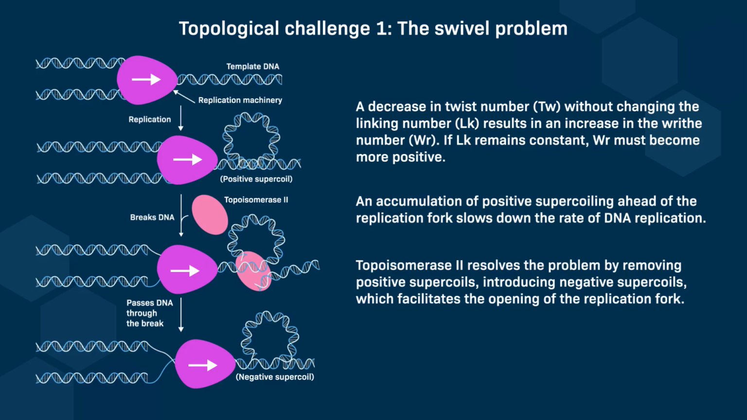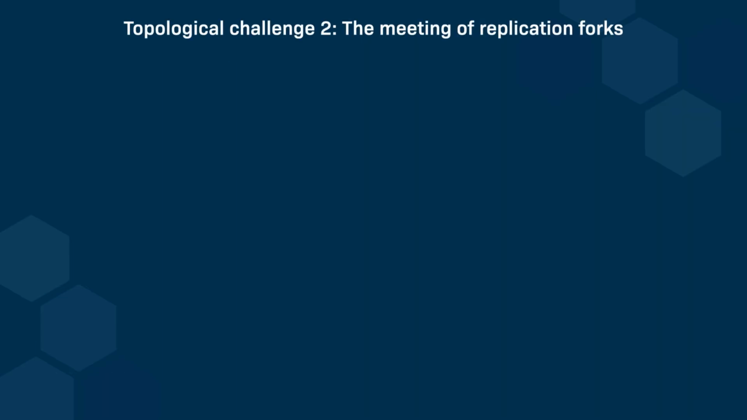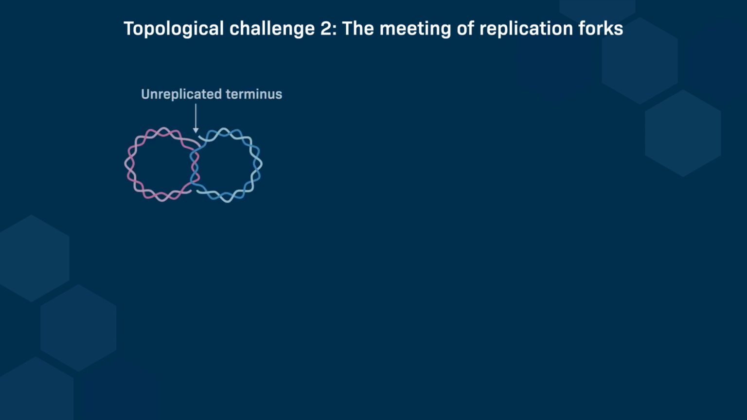These negative supercoils favor the unwinding of the DNA double helix, which ultimately facilitates the opening of the replication fork and promotes efficient DNA replication. The second topological challenge arises when replication forks moving in opposite directions meet. This scenario is illustrated with the replication of a circular DNA molecule.